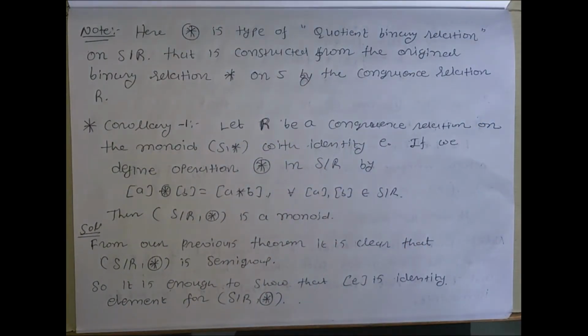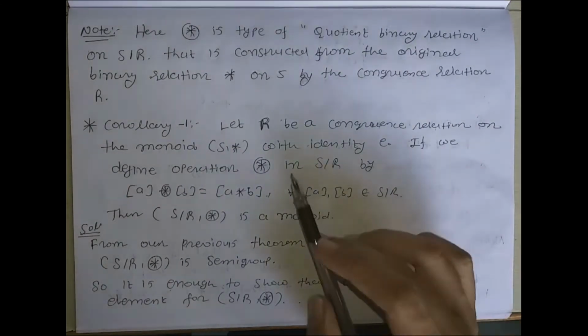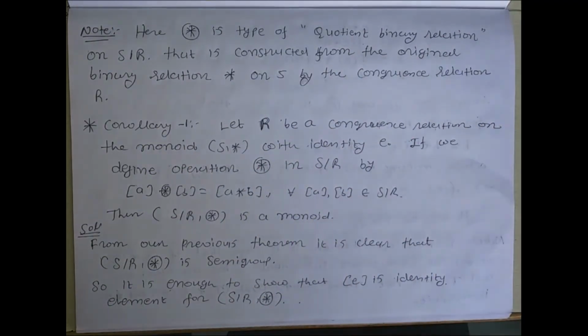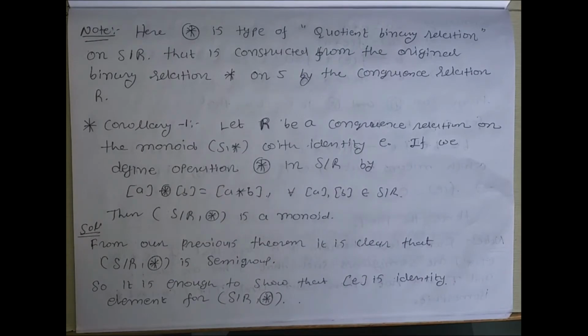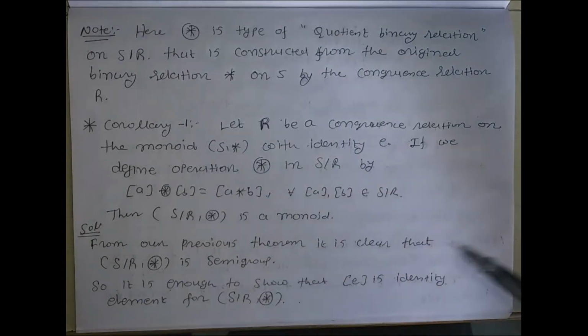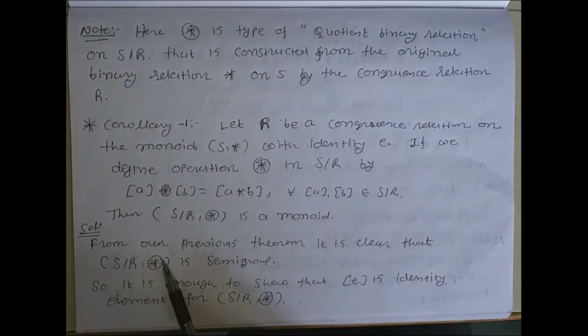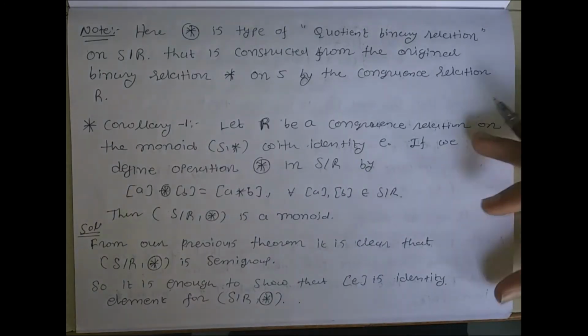What is given? We are given one monoid S star and a congruence relation, and we define the binary operation ring star on S quotient R. Then what is our aim? Our aim is to show that S quotient R with ring star is also a monoid. From our previous theorem, it is clear that S quotient R with binary operation ring star is a semigroup. We have just proved this. Now it is enough to show that S quotient R has an identity element. So it is enough to show that the equivalence class of E is the identity element for S quotient R. So let us see.